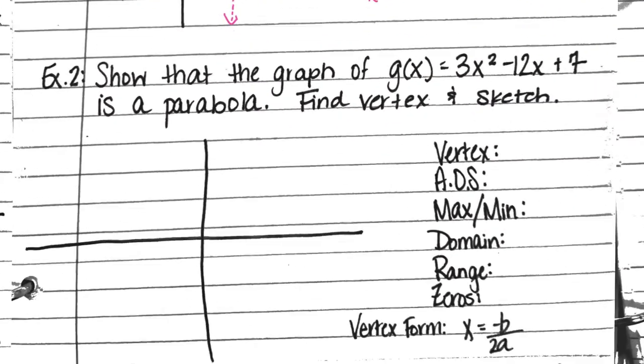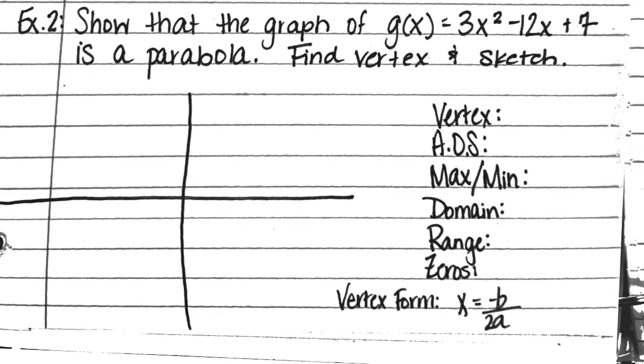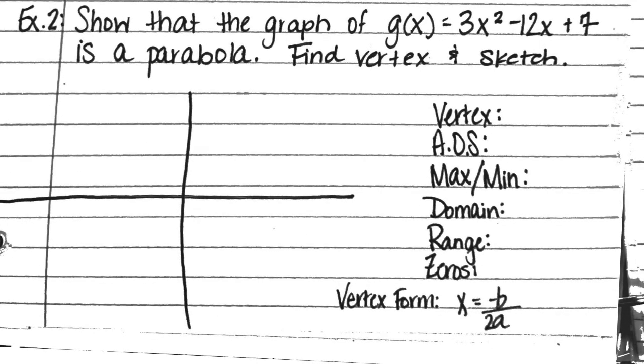All right, moving on to the next question. Show that the graph of g of x equals 3x squared minus 12x plus 7 is a parabola. Find the vertex and sketch. Well, the first thing we're going to have to do is take that 3x squared minus 12x plus 7, and I have to complete the square. The first thing I'm going to do to complete the square is get that 7 over. So I have, really this was a g of x, so let me show that as g of x.